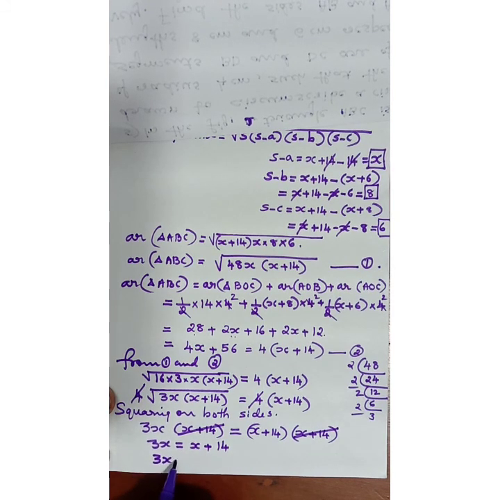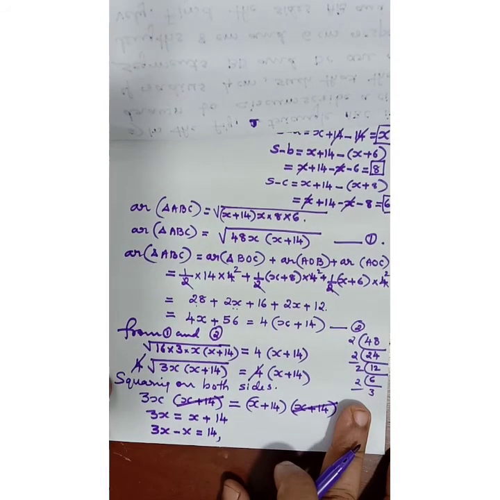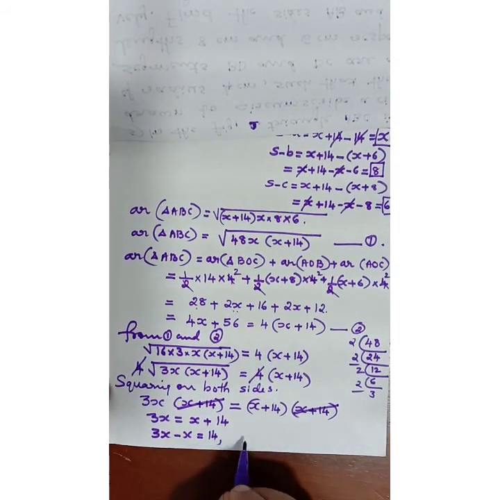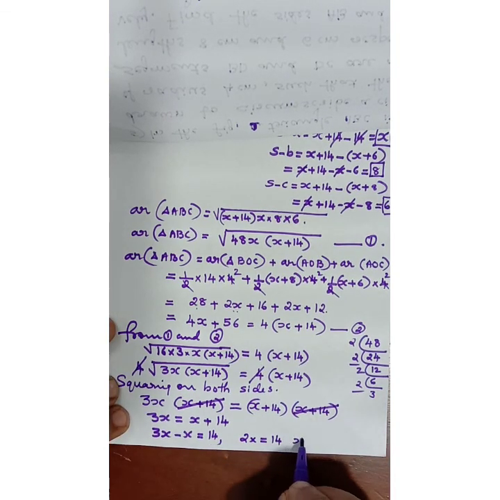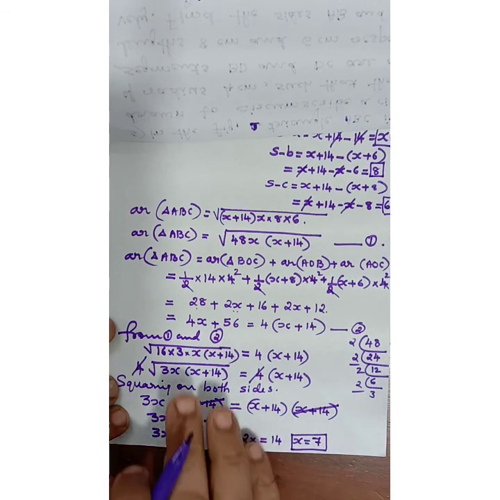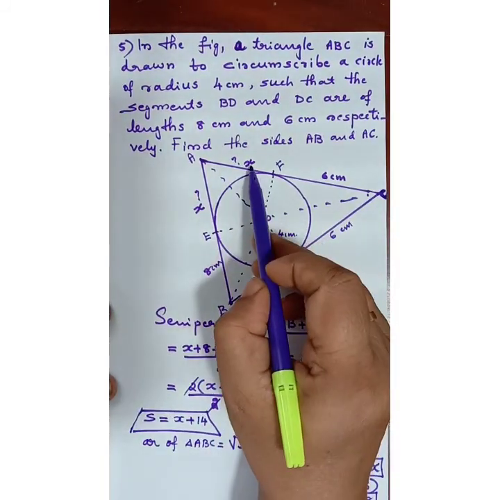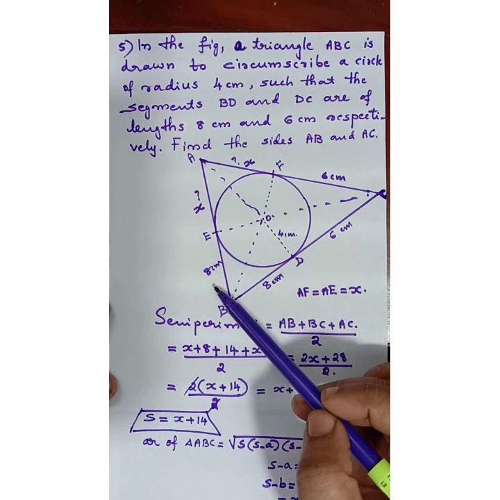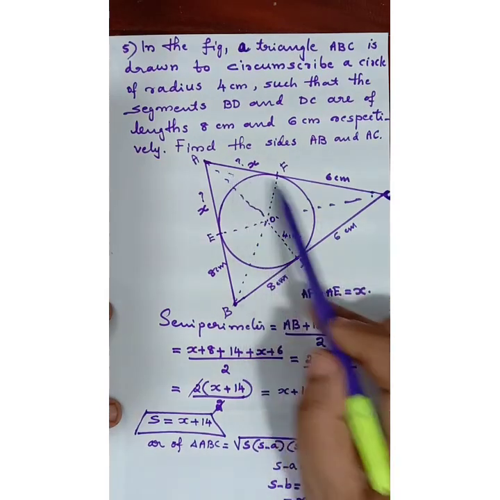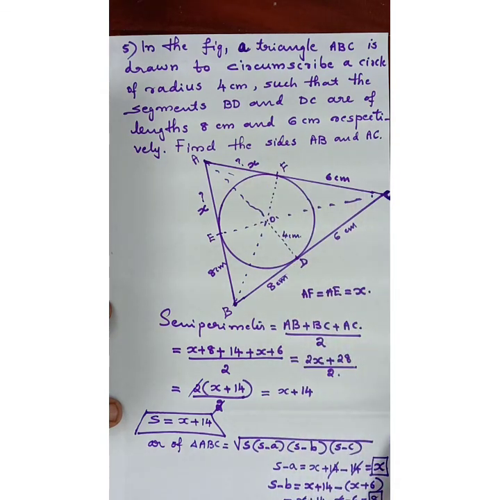So 3x minus x is equal to 14. Is it? 3x minus x is equal to 14. That is 2x is equal to 14 and x is equal to 7. So what is our question? Come back to the question. If x is equal to 7, what is the side AB? 7 plus 8. What is the side AC? 7 plus 6. That is what we have to write here.